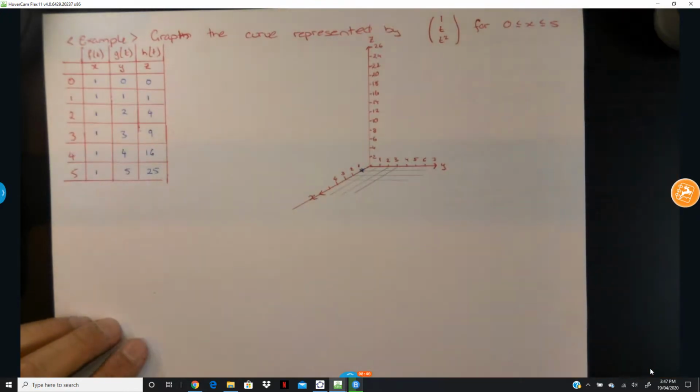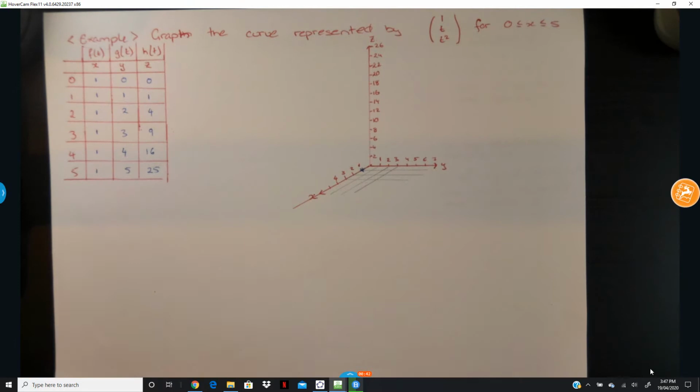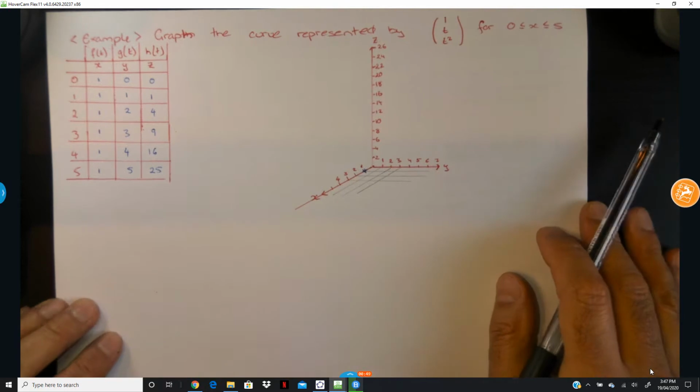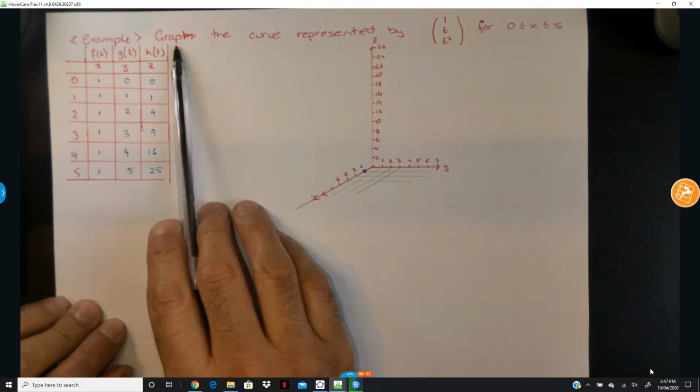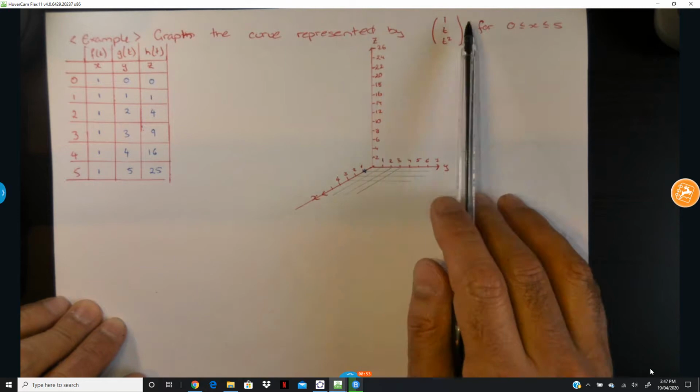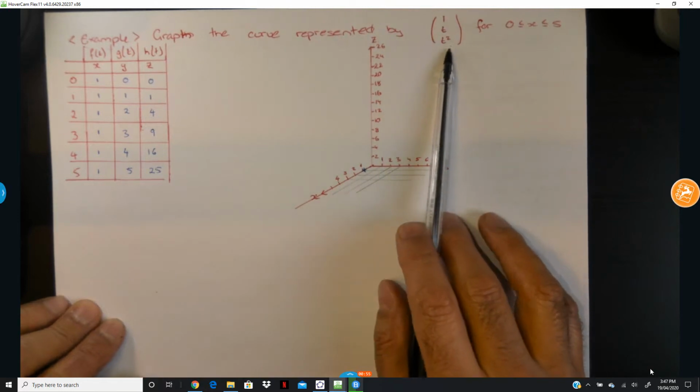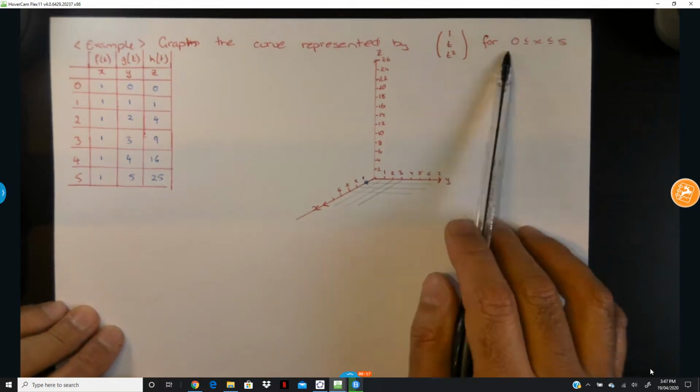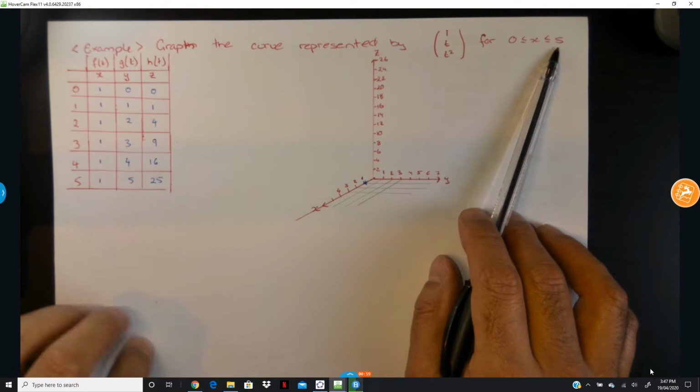So we want to try to graph, and hopefully in this course we won't be graphing that much, but I will also show you how to use GeoGebra to graph this. So let's try to graph the curve represented by 1, t, and t squared for the domain of t from 0 to 5.